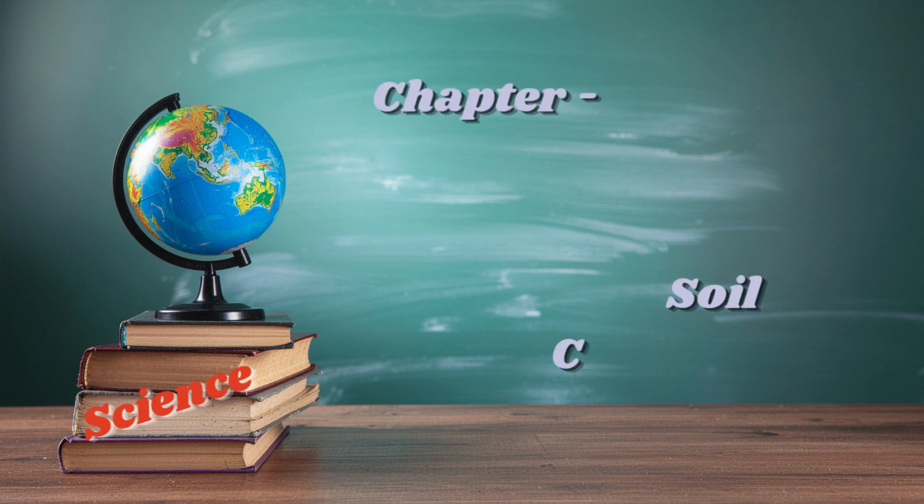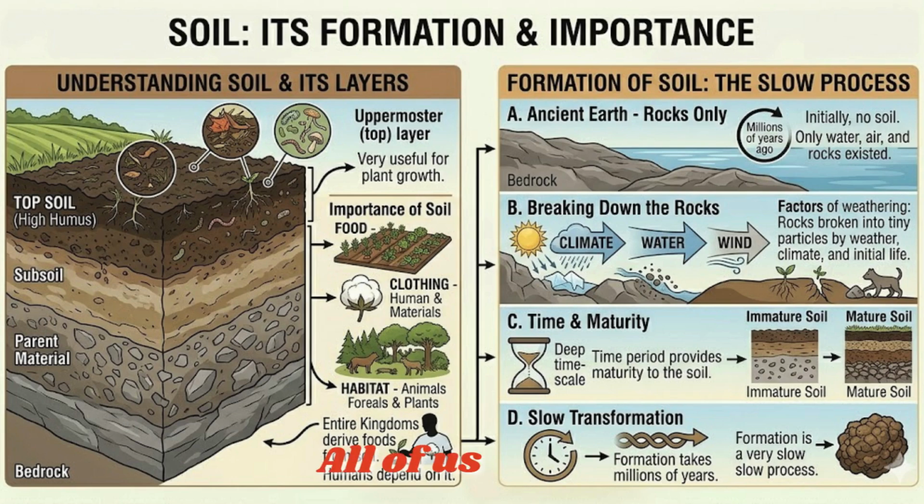Chapter 3, Soil Conservation. All of us know that we live on the planet known as Earth. The upper surface of the Earth is called soil. The uppermost layer of the soil is called the topsoil. It contains much humus in it. So, it is very useful for the growth of plants. The entire plant and animal kingdoms derive their foods directly or indirectly from the soil. Human beings also equally depend on soil for their need of food and clothing, etc.